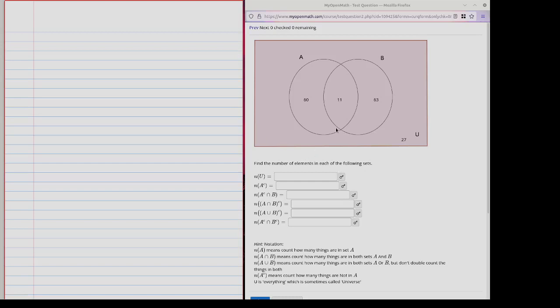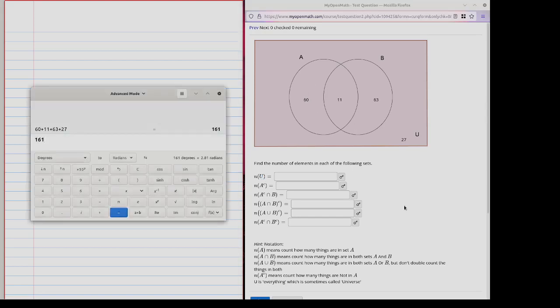To solve a problem like this Venn diagram problem, we're going to need to know a couple symbols. First of all, in this first problem, I'm asked to find the n, which indicates that I'm finding the number of things in the set U. Generally with Venn diagrams, U is used to represent the universe of items. That just means everything. So the number of items all over in this universe, we just add all those up. So grab a calculator, add up all the items, 60 plus 11 plus 63 plus 67. So the number of everything is 161.